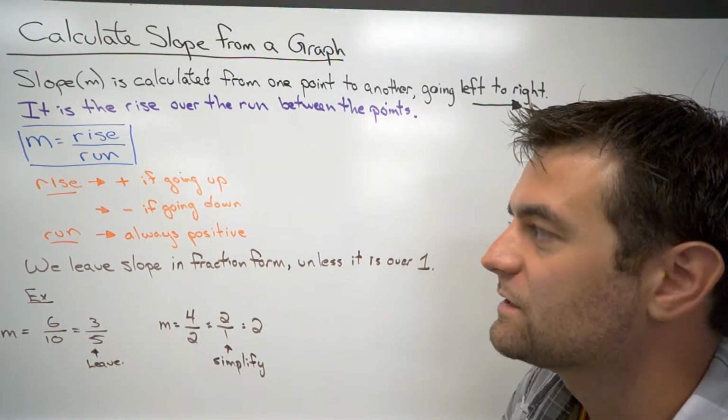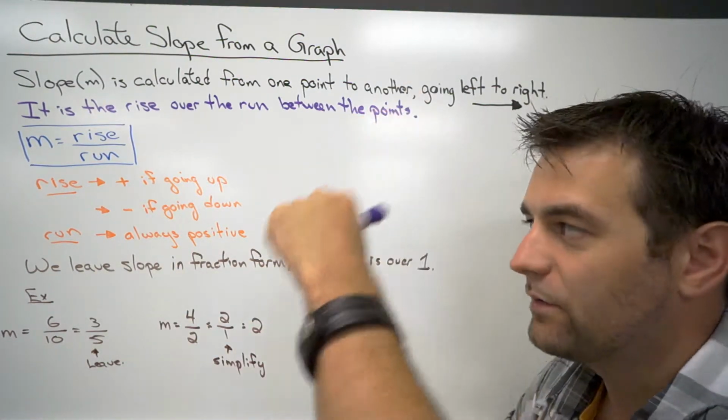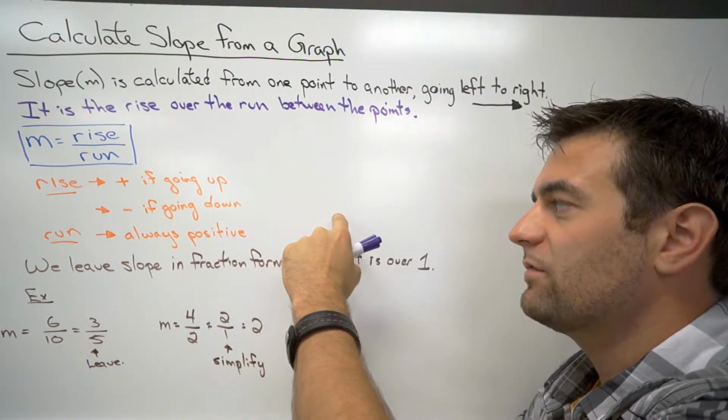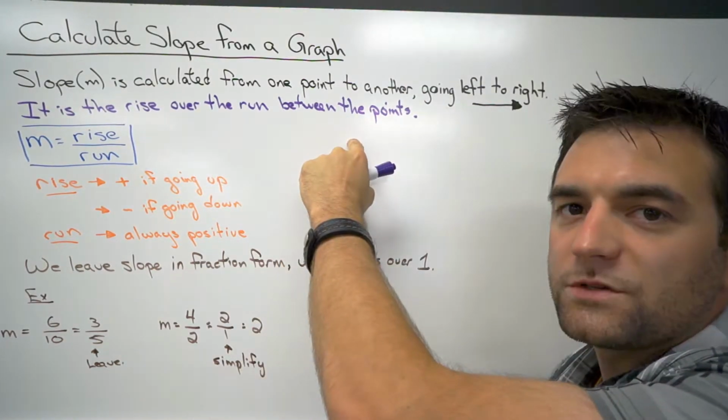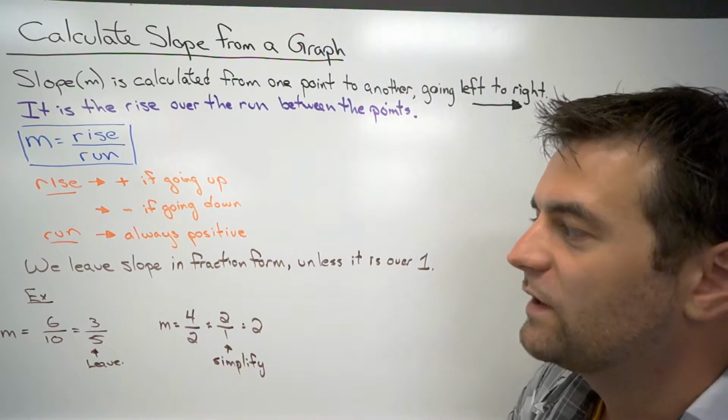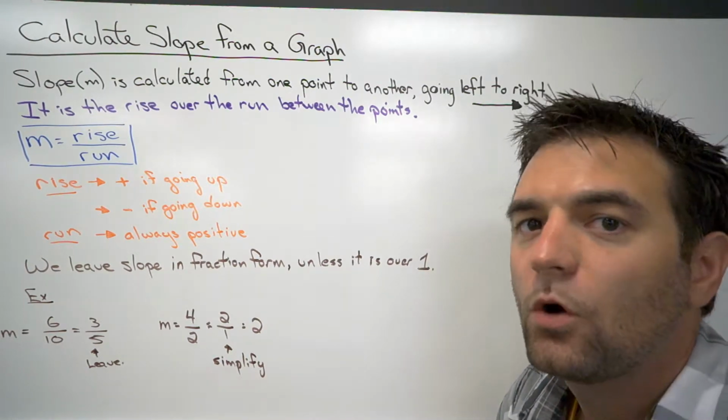The rise, the measure going up and down, is positive if going left to right you're moving upwards, and negative if you're going down. The run will always be positive.